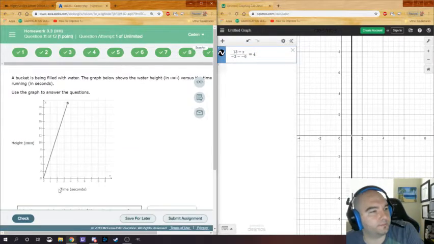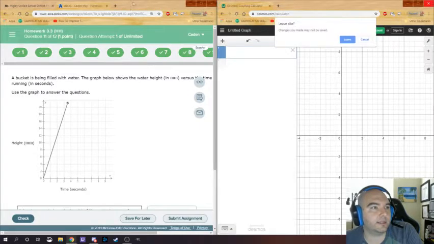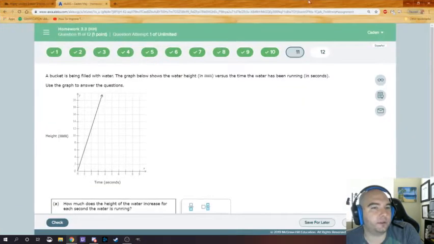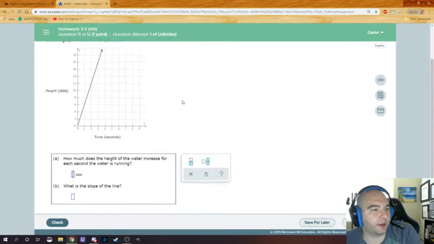Okay, problem 11. A bucket's being filled with water. The graph below shows the height as the bucket is filled in seconds. Okay, great. How much does the height of the water increase for each second the water is running? Which is a very fancy way of saying, as you go over 1 second in time, how much height of water has there been an increase of? Well, this one's so convenient. Look, it starts at 0, 0, and then as you go over 1, the height increases to 6. So each second the water is running, the height increases by 6 millimeters.